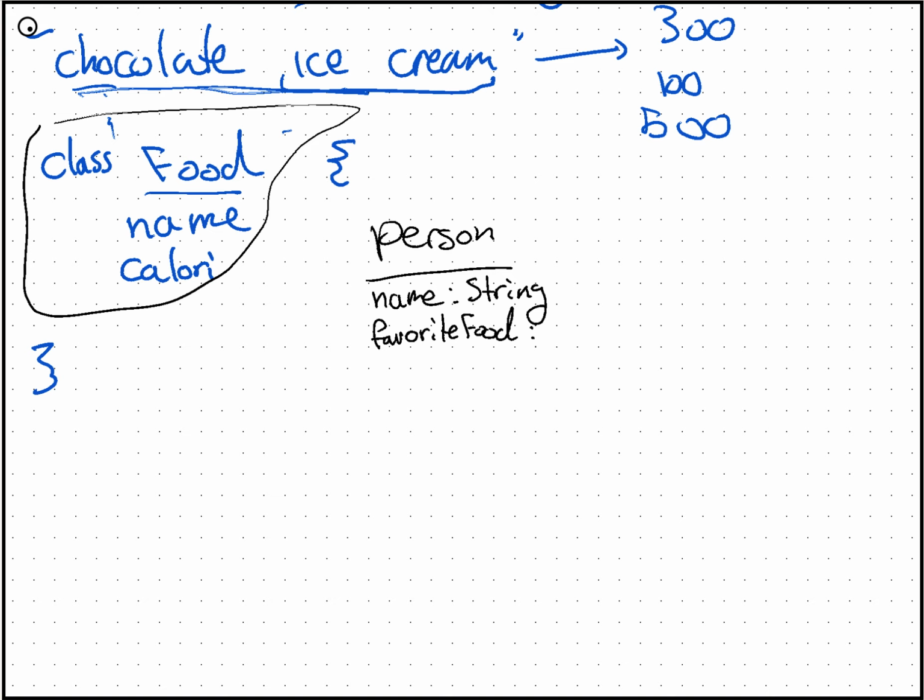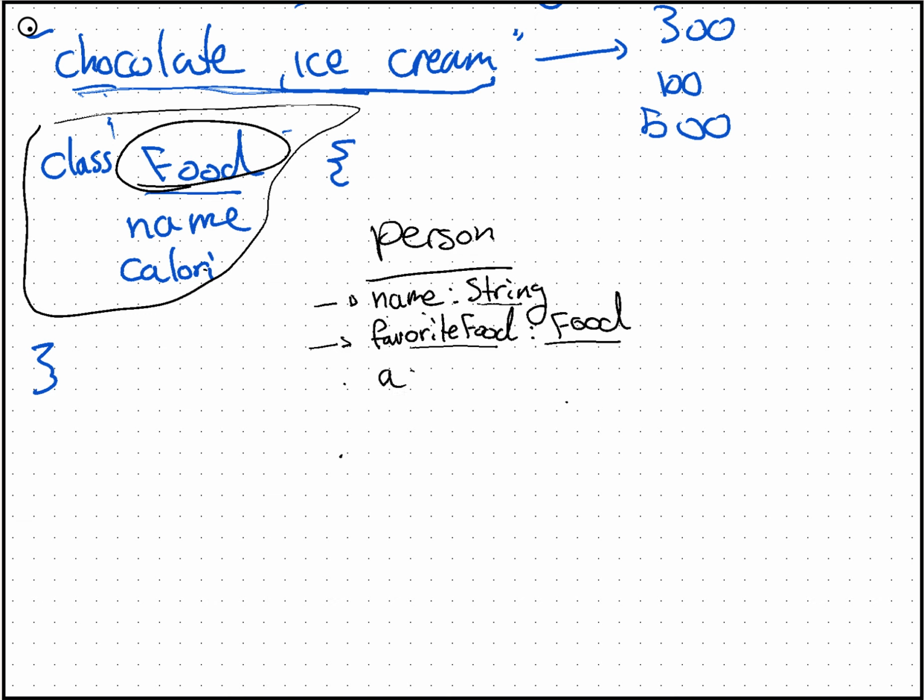Okay, so in the food class. It wouldn't be in the food class. It's inside the person class. So the person class has a few attributes, right? The first attribute is a name, which is going to be a string. The second attribute is going to be a favorite food, and it's going to be a what? It's going to be a food. Yes, exactly. It's going to be of type food. So classes can be a type, essentially.